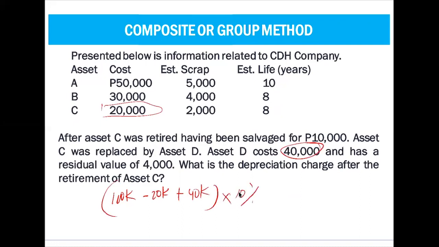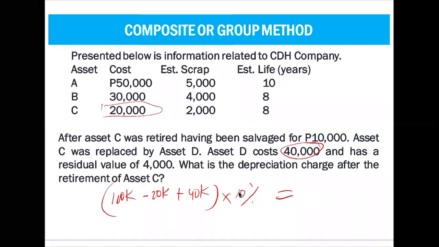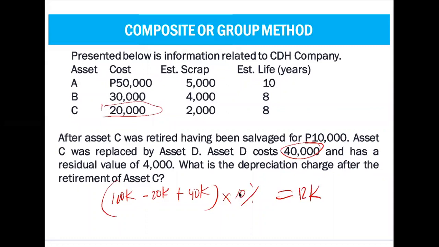I-multiply natin dun sa composite rate natin na 10%. So ang value niyan, yun yung ating amount of depreciation. So 100 less 20 less 40 is 120 times 10%. So we have here 12,000.